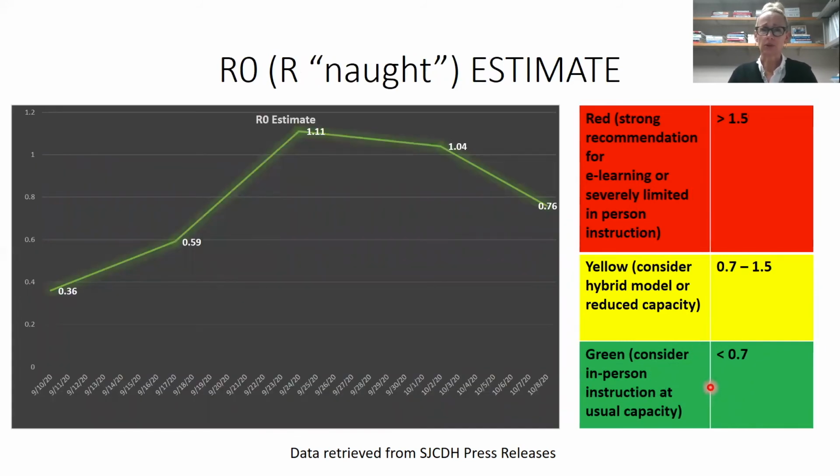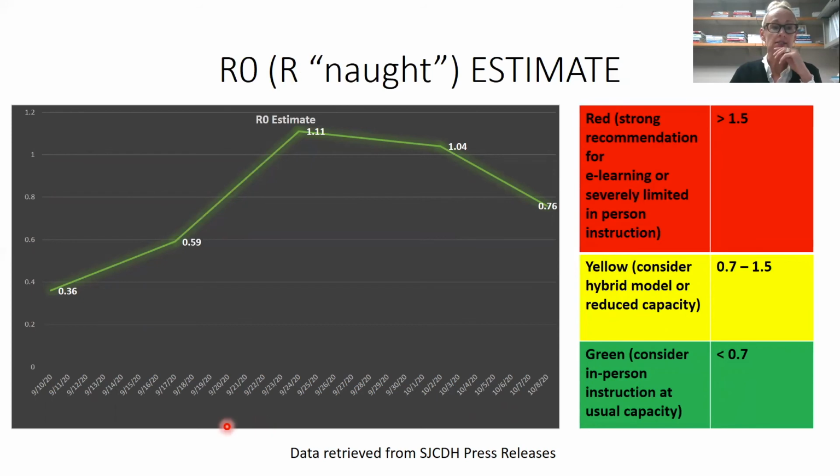And the final statistic that we're going to talk about is called the R-naught estimate. And this, said another way, is the community transmission rate in a given geographical area. This is a very complex statistical process that takes into account several different factors like biological factors, socio-behavioral factors, and environmental factors. And scientists or modelers, epidemiologists, have many different ways of arriving at their estimate.